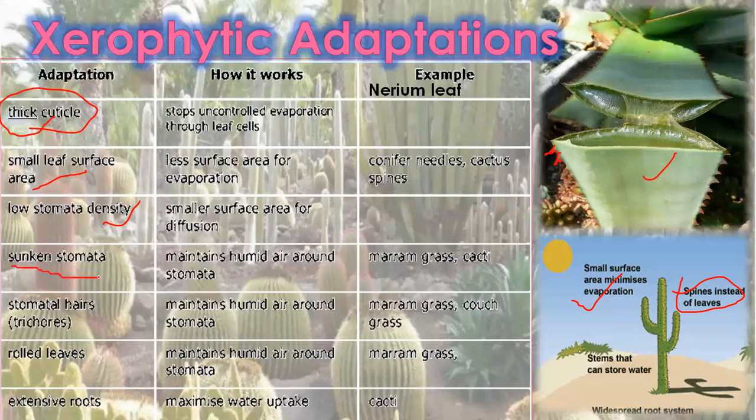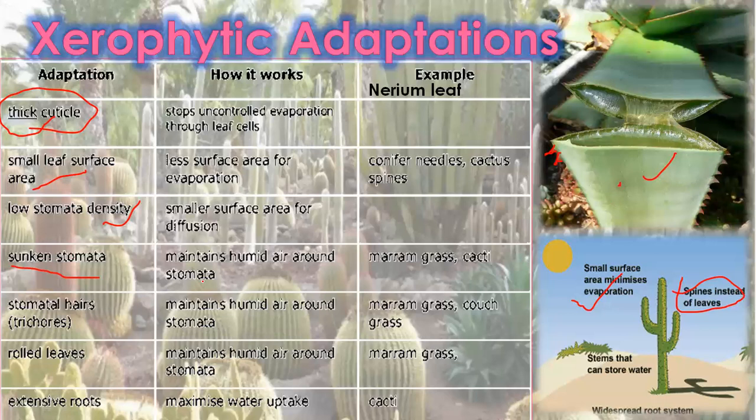The next one is sunken stomata. Stomata are very deep inside the leaves, inside the stems. They are not present on the surface of the epidermis, upper and lower epidermis, but they are penetrated deep inside the stem and leaves. We'll talk about it in the next slide, inshallah.